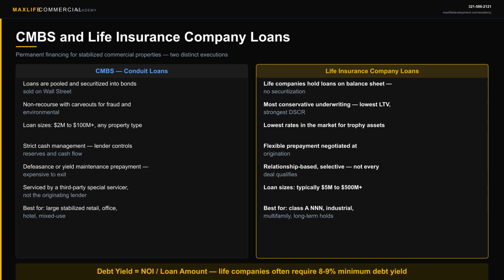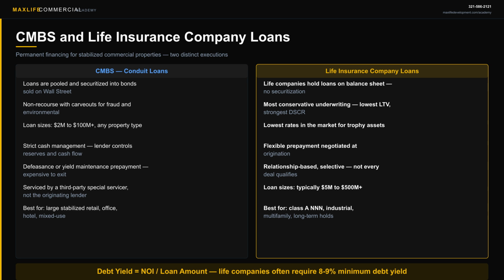Life companies hold the loan on their own balance sheet with no securitization, which means the most conservative underwriting in the market, the lowest LTV, and the strongest required coverage, but also the lowest rates. For trophy assets, flexible prepayment, you negotiate upfront, and a relationship-driven, selective process where not every deal qualifies. Those typically run 5 million up to 500 million and fit Class A, NNN, industrial, multifamily, and long-term holds.